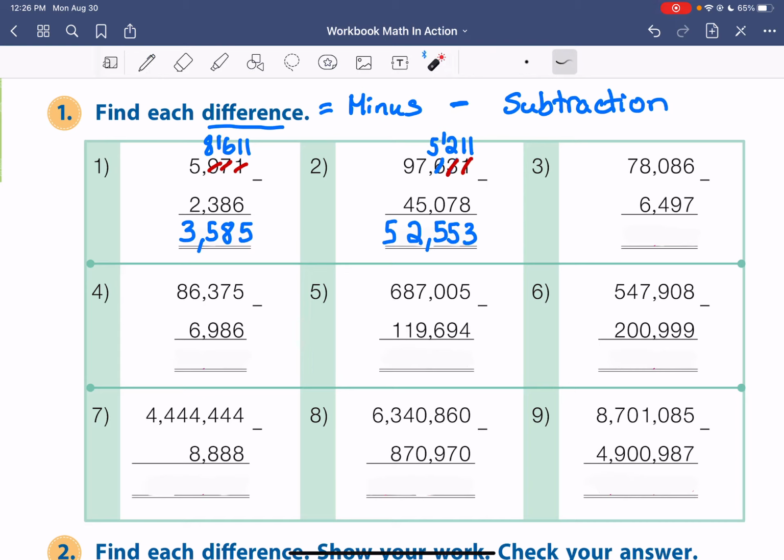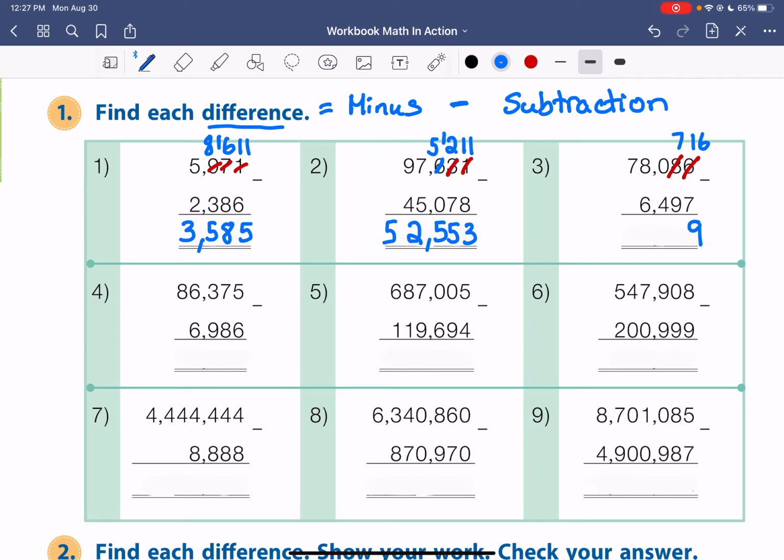All right, so again, we're going to try number 3. Here we have 78,086 minus 6,497. So first number, 6 minus 7, right? We're going to have to borrow from the 8, right? So we're going to cross that out. So the 8 is going to become a 7. The 6 is going to become 16. 16 minus 7, we get 9.